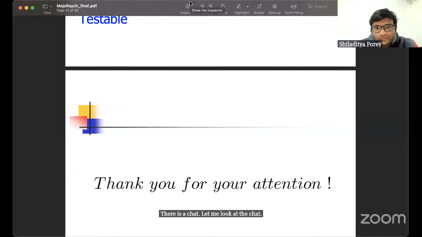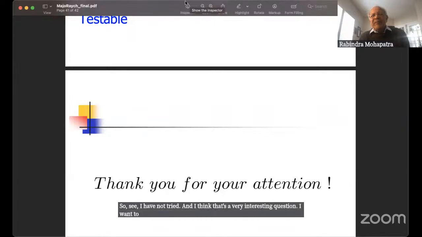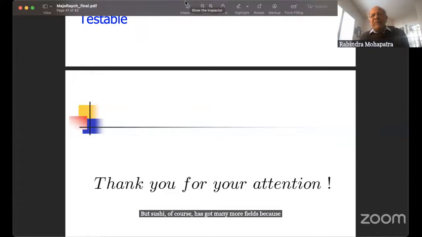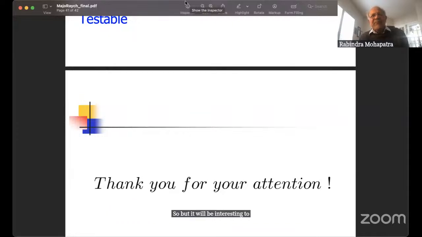Yeah, will the sushi version of this model also work? Sushi, I have not tried, and I think that's a very interesting question. One should try it and see. But sushi, of course, has got many more fields, because the delta will have a delta bar field and things like that. So, but it will be interesting to try and see whether that works. We haven't tried that.